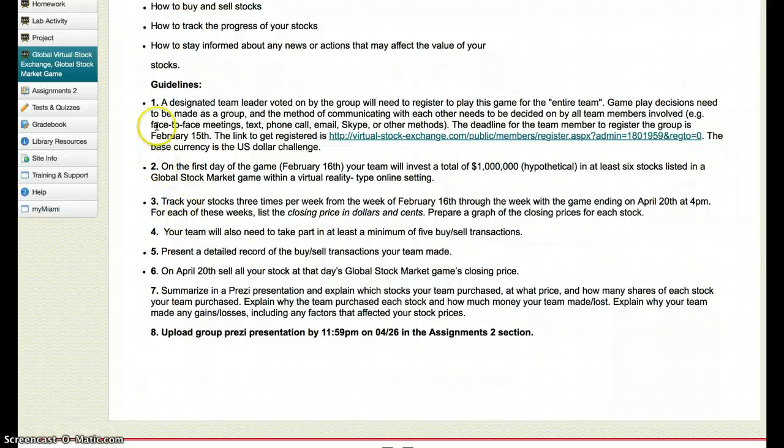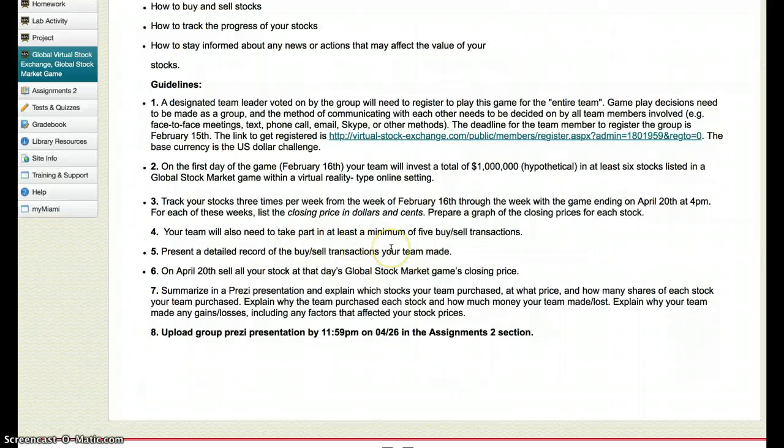But essentially, you want to do these steps. You want to track your stocks 3 times per week, list the closing price in dollars and cents, and you're going to eventually be preparing a graph of the closing prices for each stock. You can do this along the way, or you can just keep a record of it and then do it at the end.